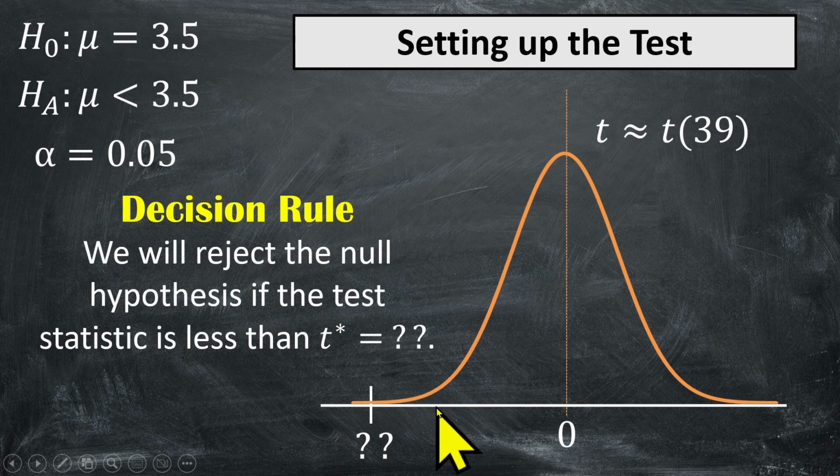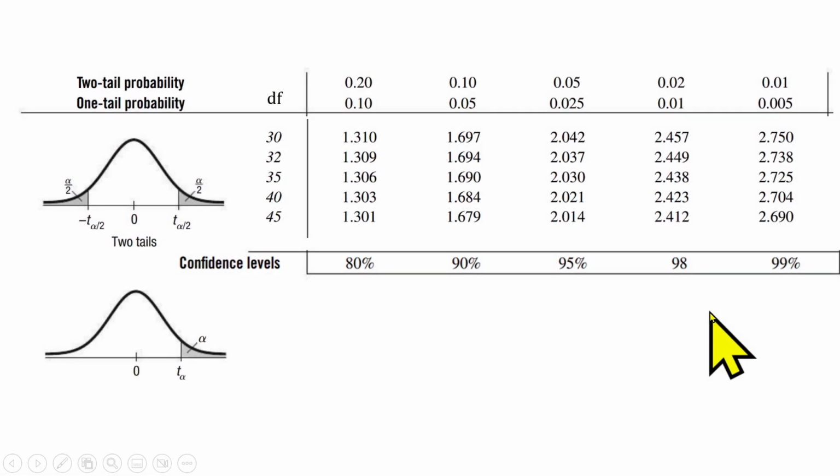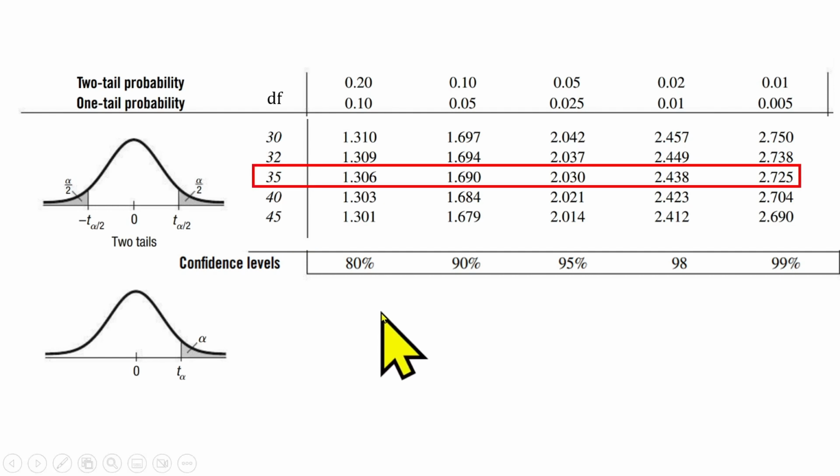How do we find that value? We look at the t-table. So here is a part of a t-table. The degrees of freedom we need is 39. 39 doesn't appear on our table, so we have to use a degrees of freedom that is as close as possible to 39 without going over. That's 35 degrees of freedom.